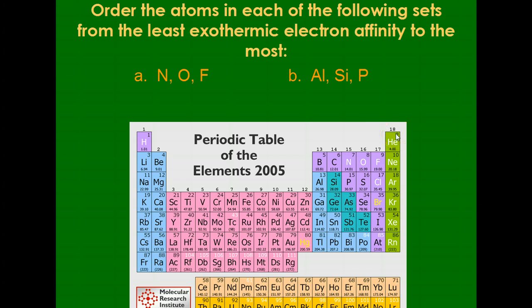So I want to find which one is going to have the smallest by the one that's furthest away from helium, which would be nitrogen, and the one that will have the largest is going to be the one closest to helium, which would be fluorine. If I look at aluminum, silicon, and phosphorus, the same policy would apply. Phosphorus is the closest to helium, so it would have the largest. Aluminum is the furthest away, so it would have the smallest.